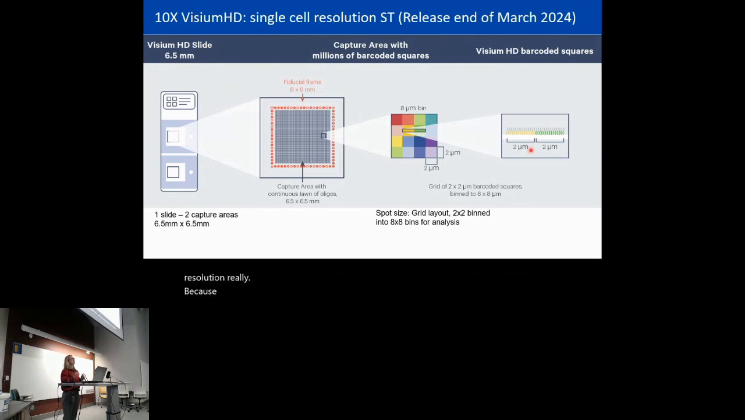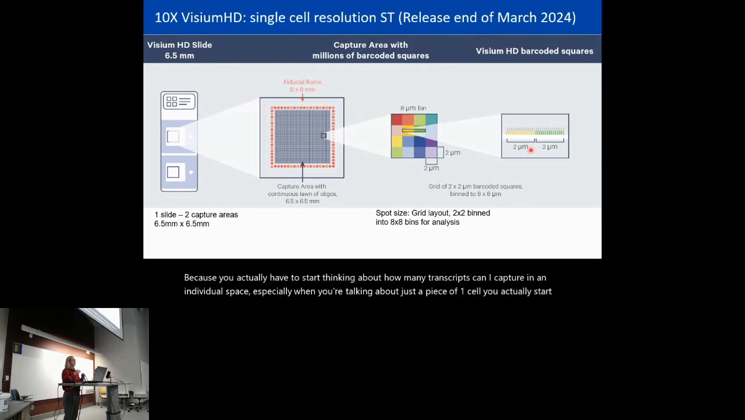Because you actually have to start thinking about how many transcripts you can capture in an individual space, especially when you're talking about just a piece of one cell, you start to lose your numbers of genes, right? So it becomes a sparsity of data issue. So at that point, what they've decided to do is to categorize these 2 micron bins into 8 micron larger bins. And so when they initially process the data through their pipeline, it comes back to you in these 8 micron bins. Now, an 8 micron bin is probably about the size of one cell.